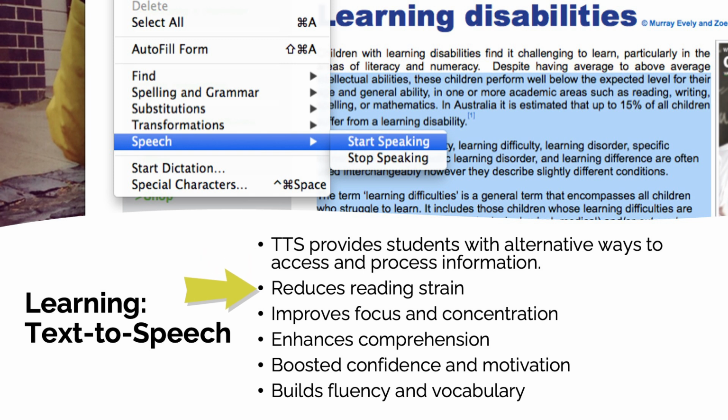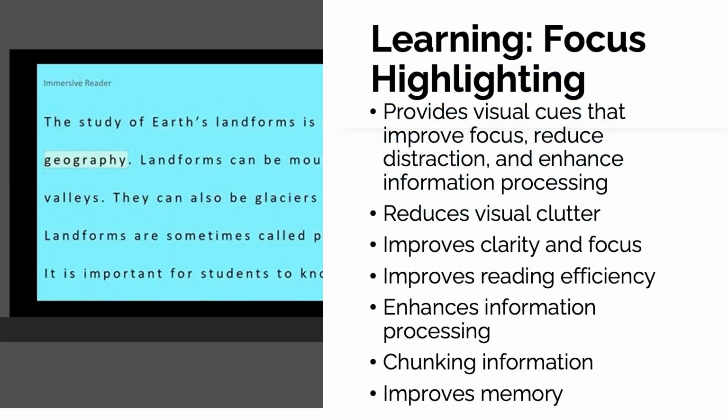It can reduce reading eye strain, improve focus and concentration, and enhance comprehension. It can boost confidence and motivation in students, and it helps build fluency and vocabulary for students as they learn to read. One particular feature that is often used with text-to-speech is focus highlighting. Focus highlighting provides visual cues that help the student visually focus on the text, reducing distraction and enhancing information processing by combining visual reinforcement with auditory input.